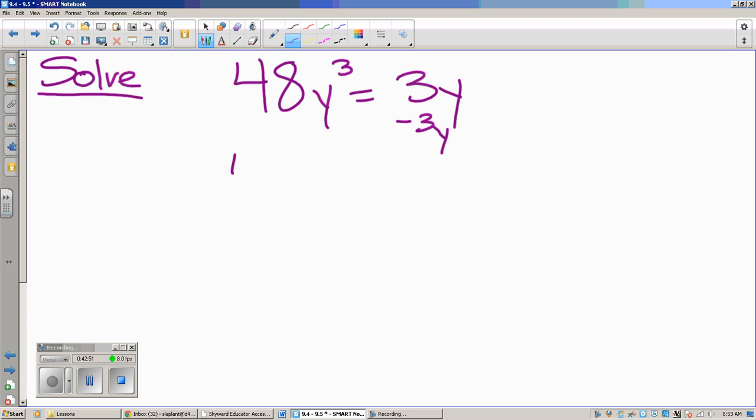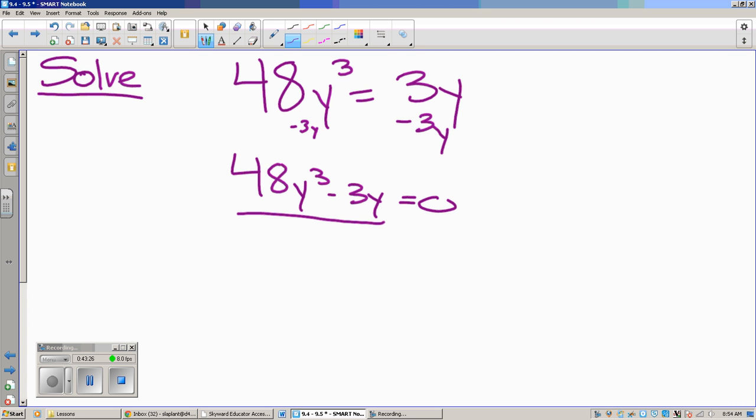So in this case, you've got 48y to the third minus 3y equals 0. So I have to subtract 3y from both sides of the equation. Now I can solve the problem. But before I can solve it, I have to ask myself, is this factored? Is it a difference of two perfect squares? Yes or no? I'm going to say no here.